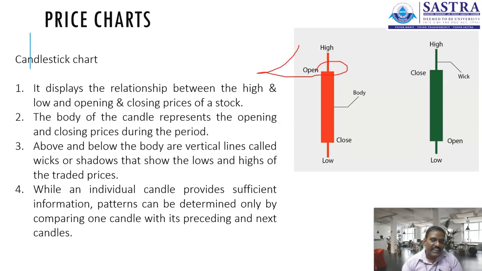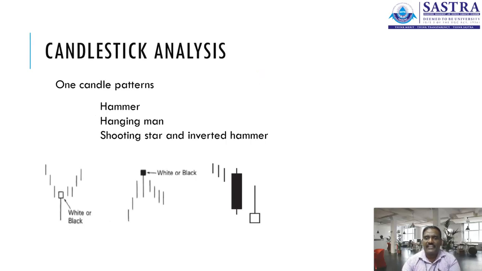This is a wick, and this we call a shadow. While an individual candle provides sufficient information, the pattern can be determined by comparing the candle with the preceding and the next candle. The trading day is useful to find out what type of pattern is going to be formed, which is identified by using the candle chart.